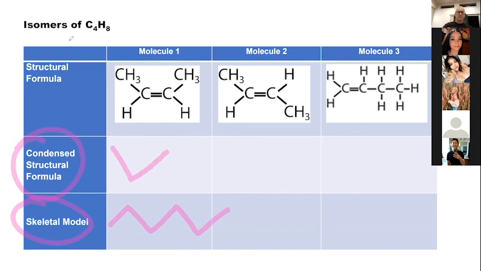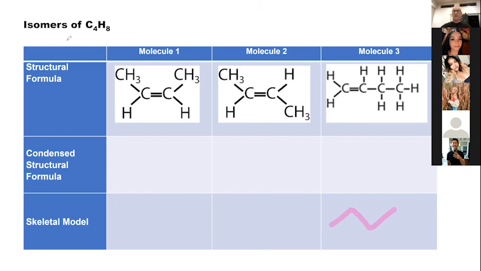1, 2. So it's got 1, 2, 3, 4 carbons, right? And there's a double bond between carbon 2 and 3. So all we need to do is that. That gives you all the information you need. So for the double bond, you just make another line. So the skeletal model is pretty straightforward. For this one, you see it's going to be exactly the same. Molecule 1 and molecule 2 are going to have exactly the same skeletal model.